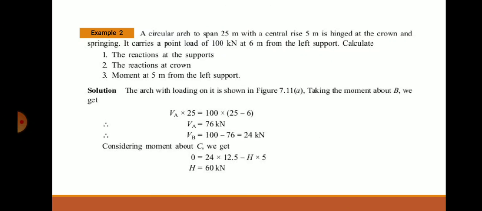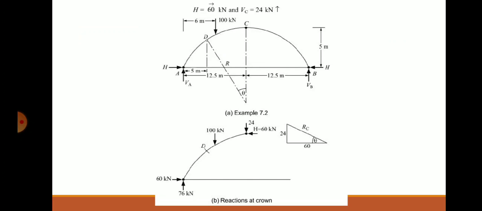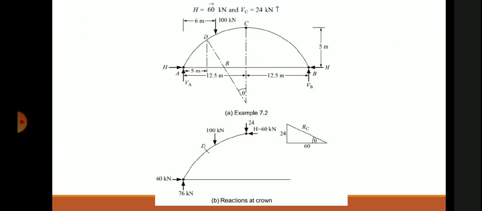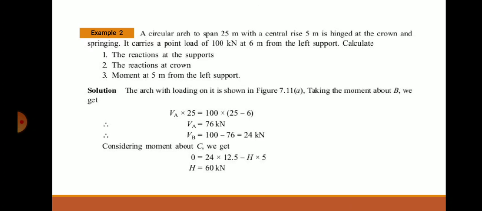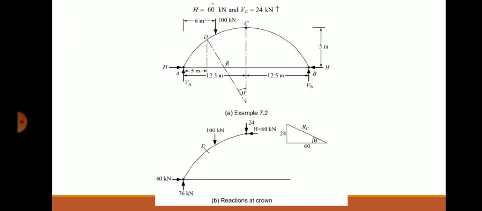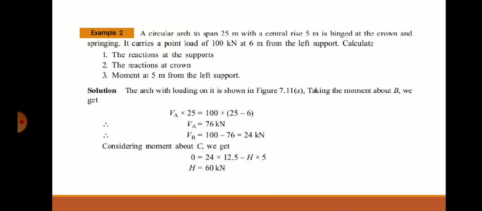So, first to start with, we will evaluate the support reactions. To start, take sigma M_B equal to 0, moment about B equal to 0, exactly similar to the one which we just solved. V_A into 25 minus 100 into 12.5 minus 25 minus 5. So, it is 25 minus 6. One is making clockwise and the other one anti-clockwise. If you take it to the other side, it becomes plus. So, V_A is 76 and V_A plus V_B is equal to 100. So, 100 minus 76 is 24.